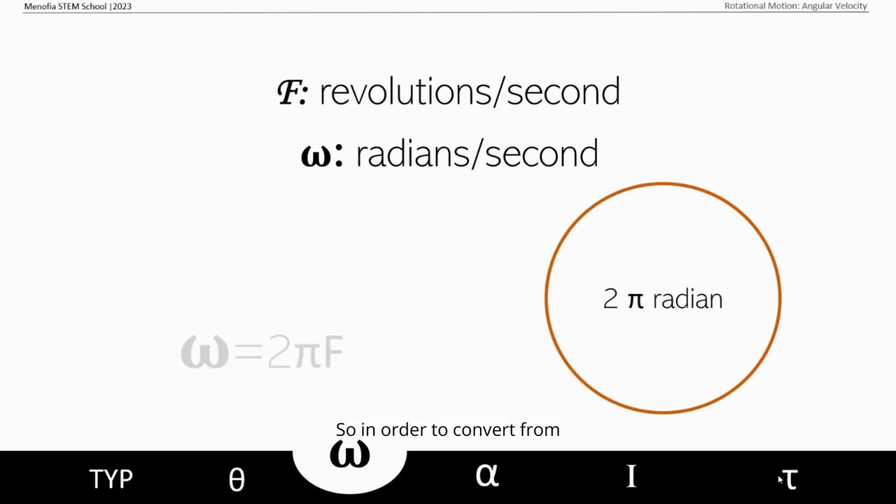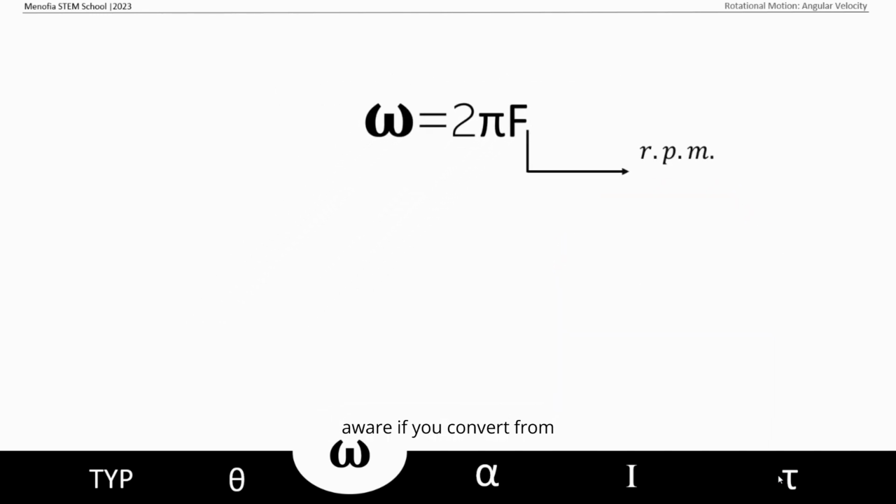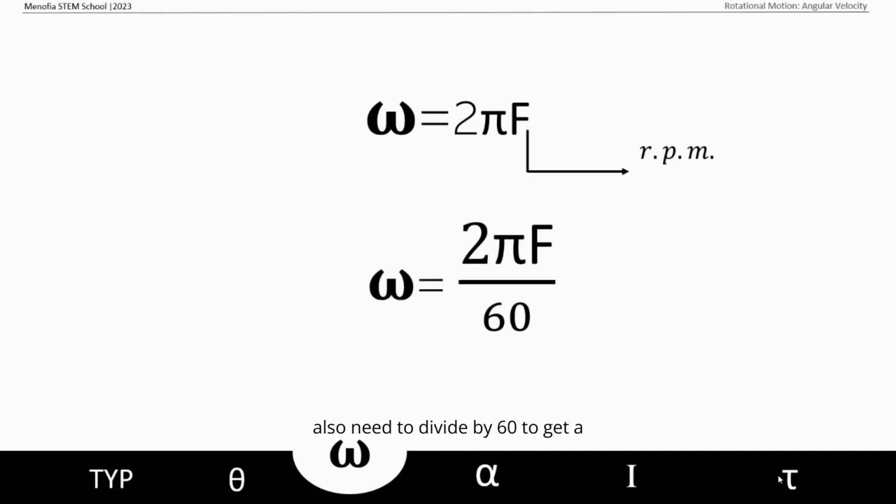So in order to convert from frequency to angular velocity, all we need to do is multiply the frequency by 2 pi. But be aware, if you convert from RPM, or revolutions per minute, you will also need to divide by 60 to get radians per second.